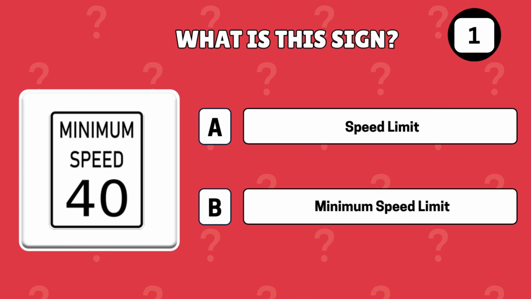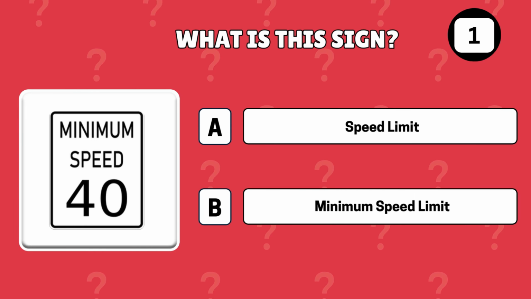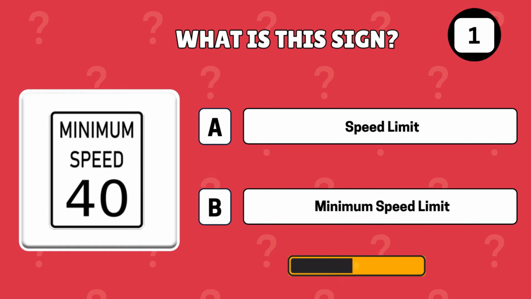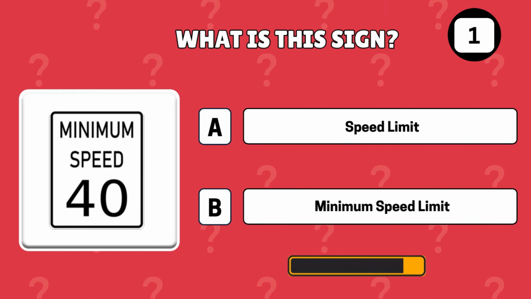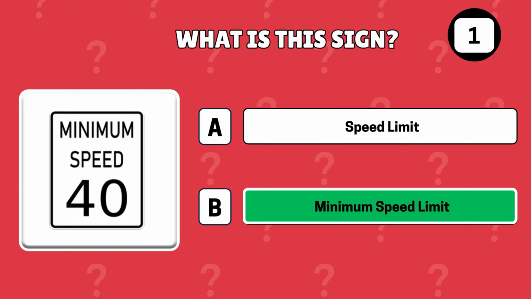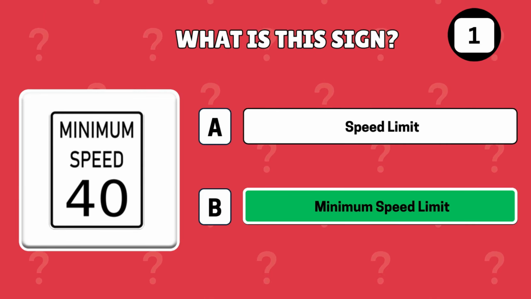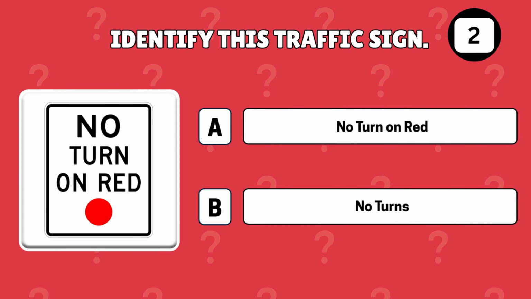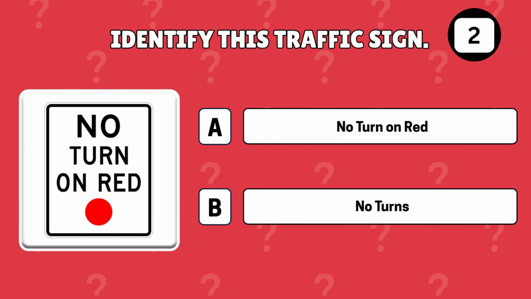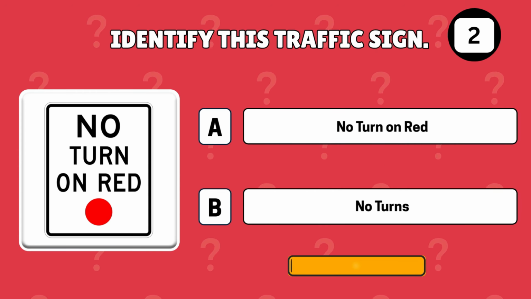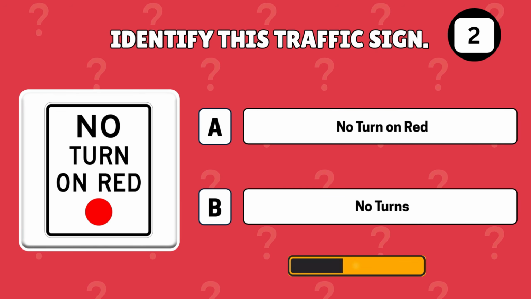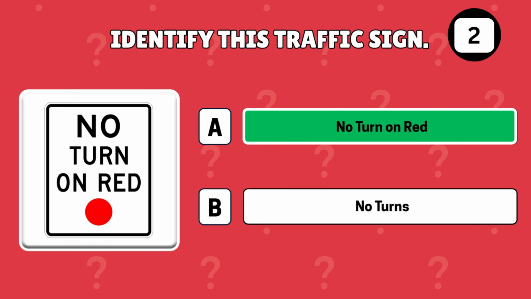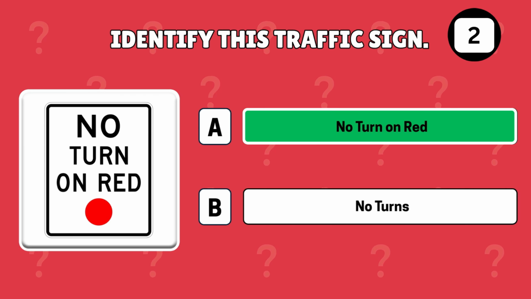What is this sign? A. Speed limit. B. Minimum speed limit. That's correct. This is the minimum speed limit sign. Identify this traffic sign. A. No turn on red. B. No turns. Excellent. This is the no turn on red sign.